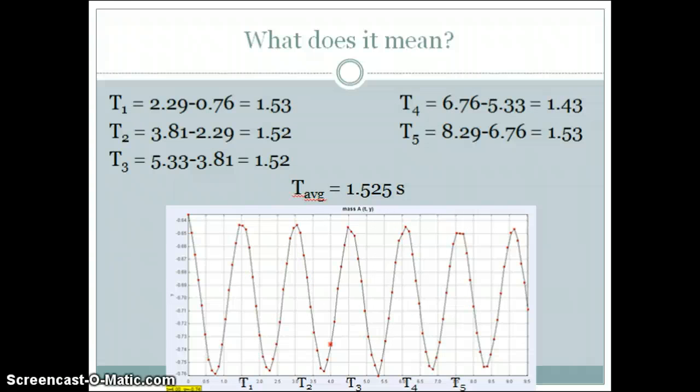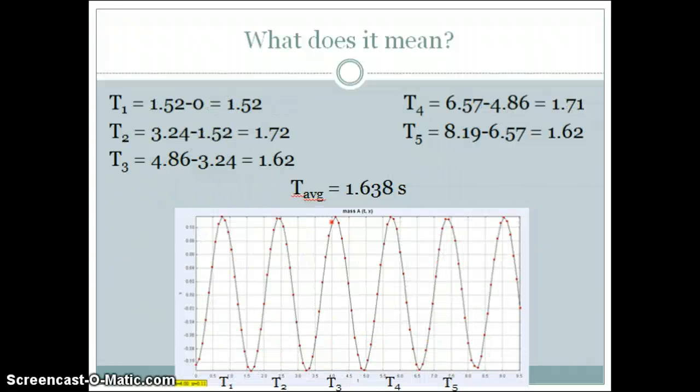Now to estimate the oscillation periods. Based on the data I obtained in Tracker, I found the average t-value from the y-position data to be 1.525 seconds when using the most accurate data I obtained. And based on the same data, I found the average t-value from the x-position data to be 1.638 seconds.